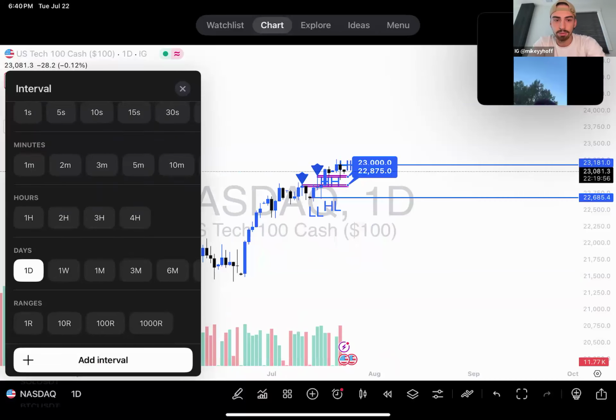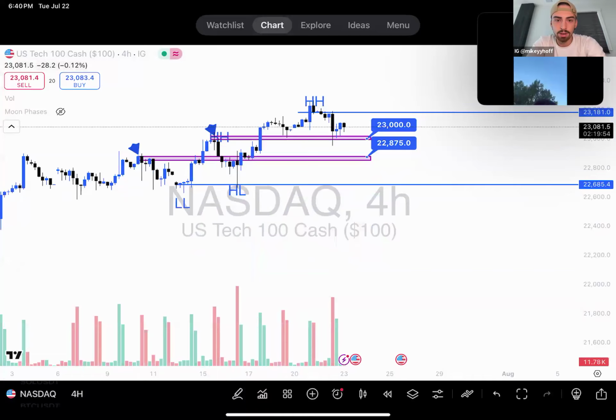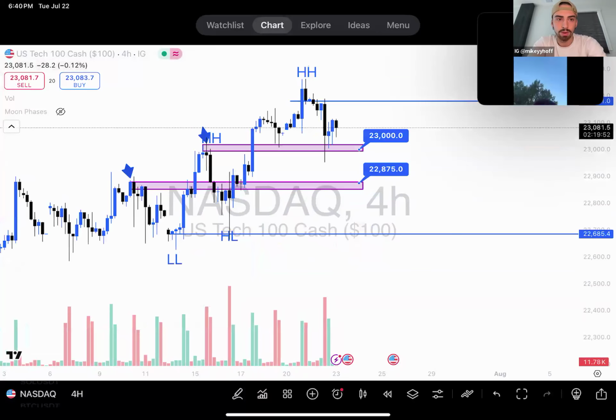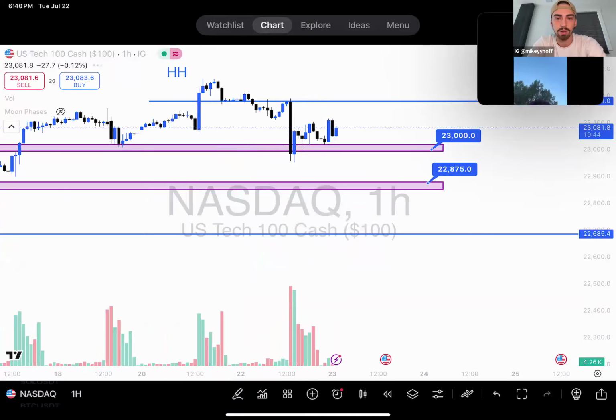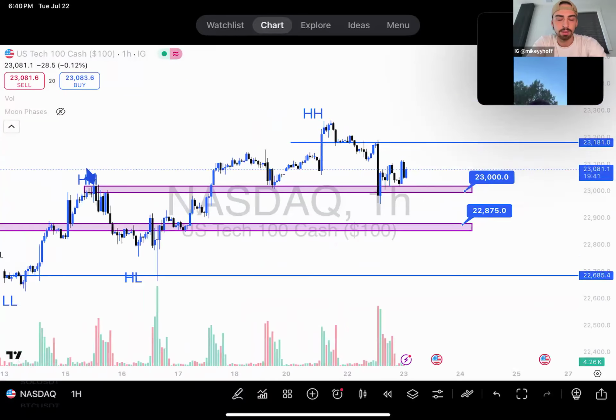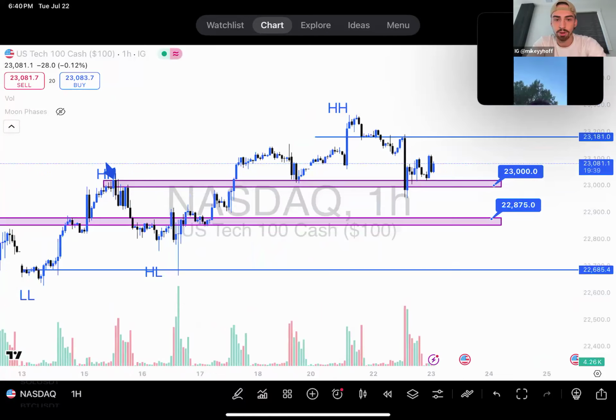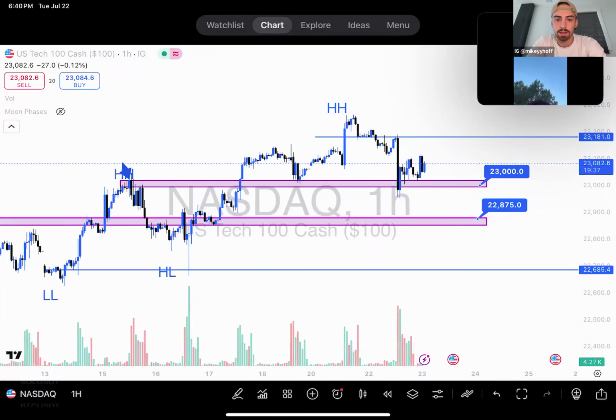Daily time frame, we found our daily zone. 4-hour time frame, we found our higher highs and higher lows, lower lows. We can see that the market's in an uptrend. And then now on the hour time frame, we can see that we found our zones that we're going to be trading out of. So let's take a look at one more.